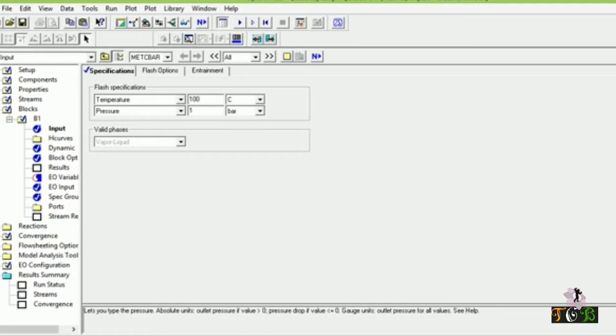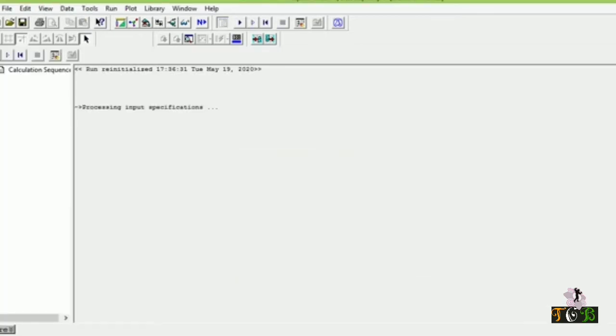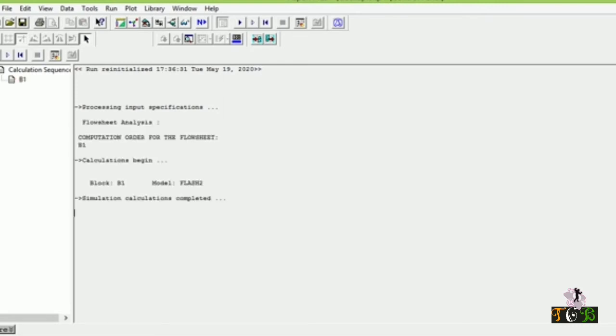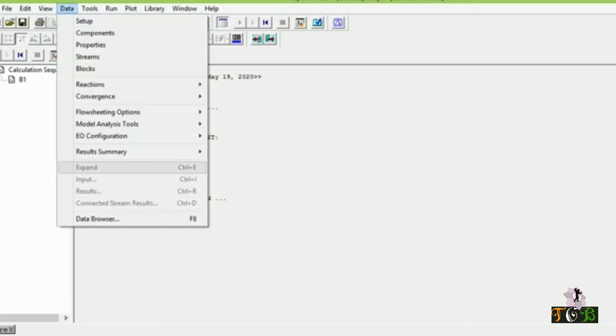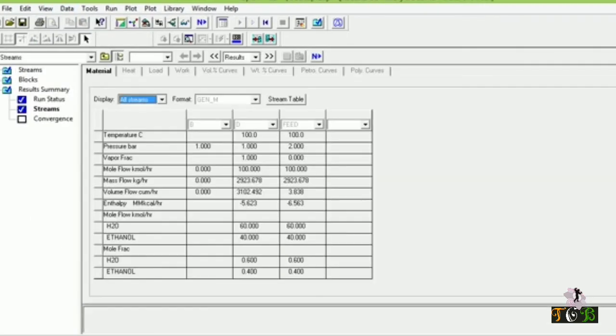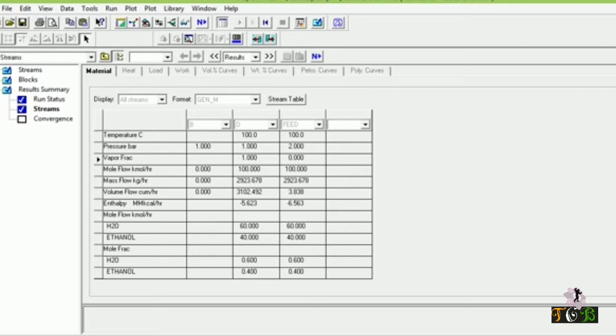So when we do it, let's see what happens. Now our pressure is 1 bar from the 2 bar. The feed was at 2 bar and our flash drum was at 1 bar, so that's why we reduce the pressure. Okay, I'm going to go and see the reports. Streams, and here you can see that there is no liquid fraction, only D is here, there is no bottom product, and all our liquid has been vaporized.